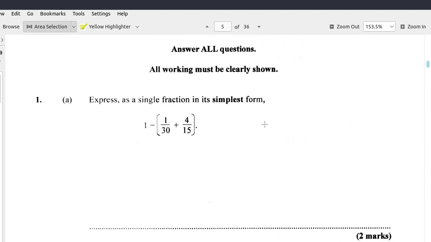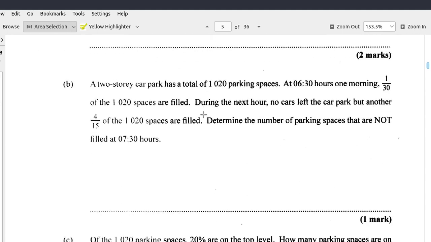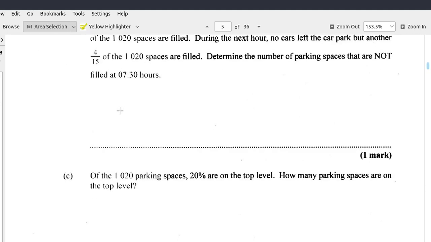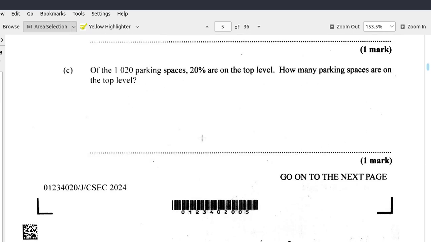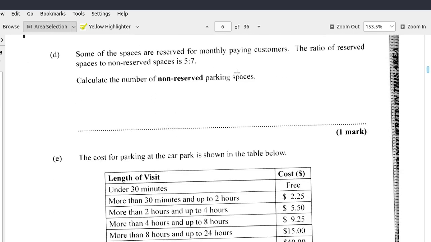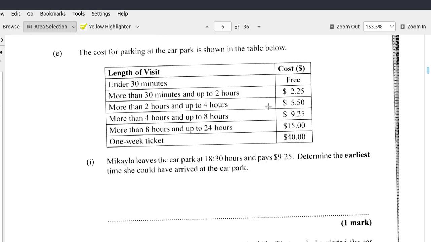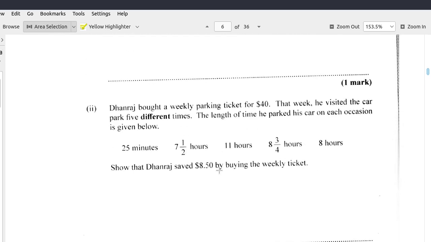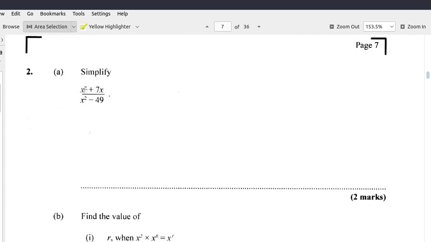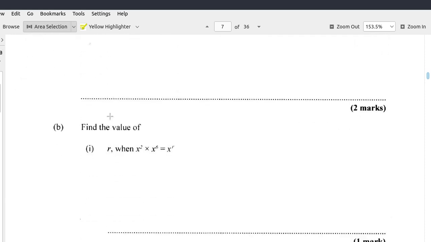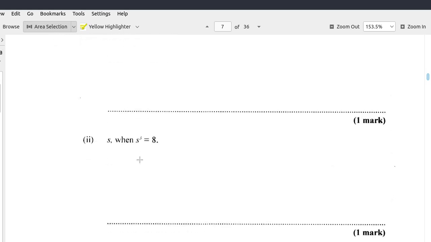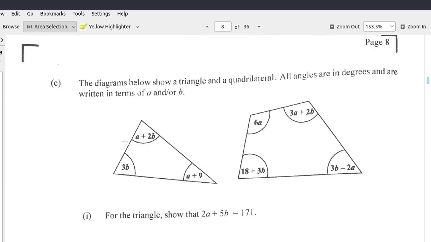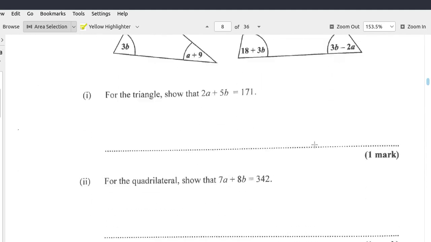Now let's just glance at the questions. Question 1, as usual, it's a decimal and fraction. You have ratio as well. Ratio and proportion there. And you have a little consumer arithmetic. Then question 2, algebraic fractions. We will do some simplification. And you have some amount of geometry and trigonometry here.